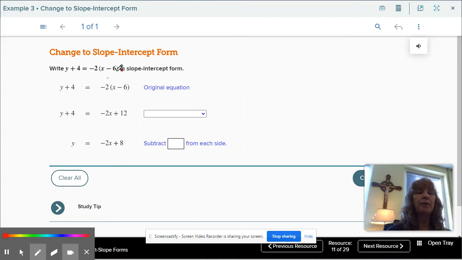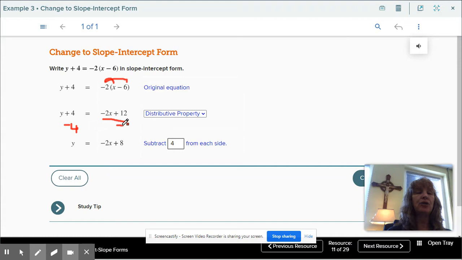distribute. They want you to distribute the negative 2 to the x and distribute the negative 2 to the negative 6. And they got negative 2x plus 12. Of course, your next step is going to be, well, this is the distributive property. And then they want you to subtract 4 from each side because you have to get the y by itself. So subtract 4 from each side. So you're going to subtract 4 just from the 12 because these are like terms.